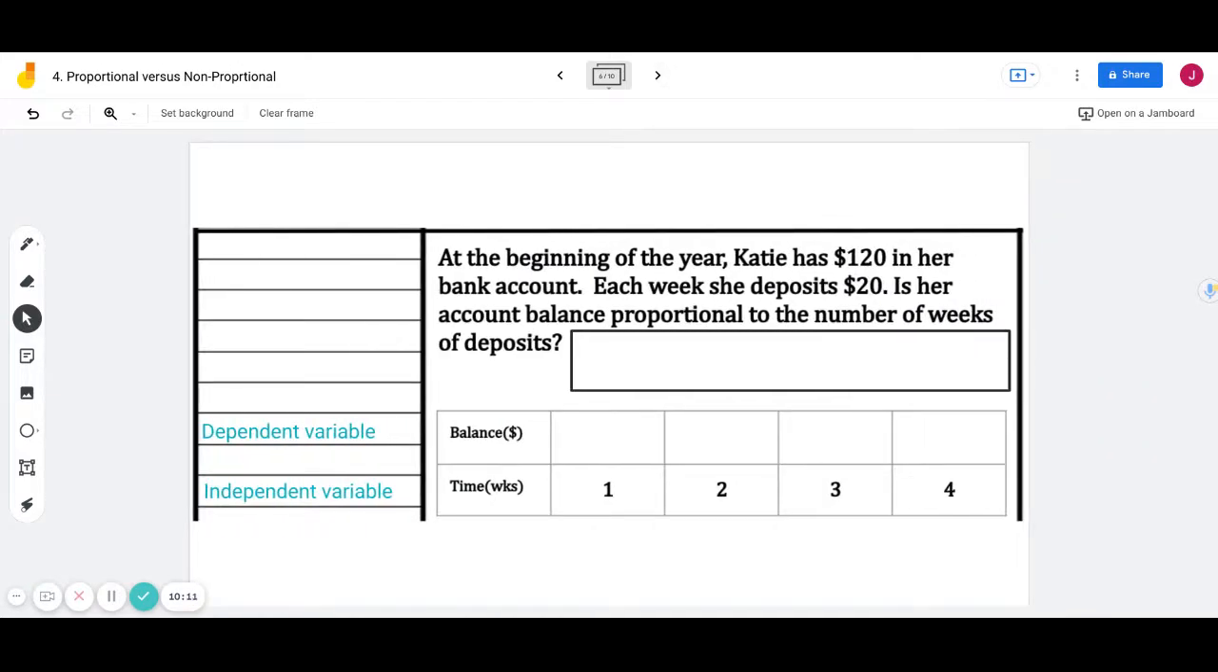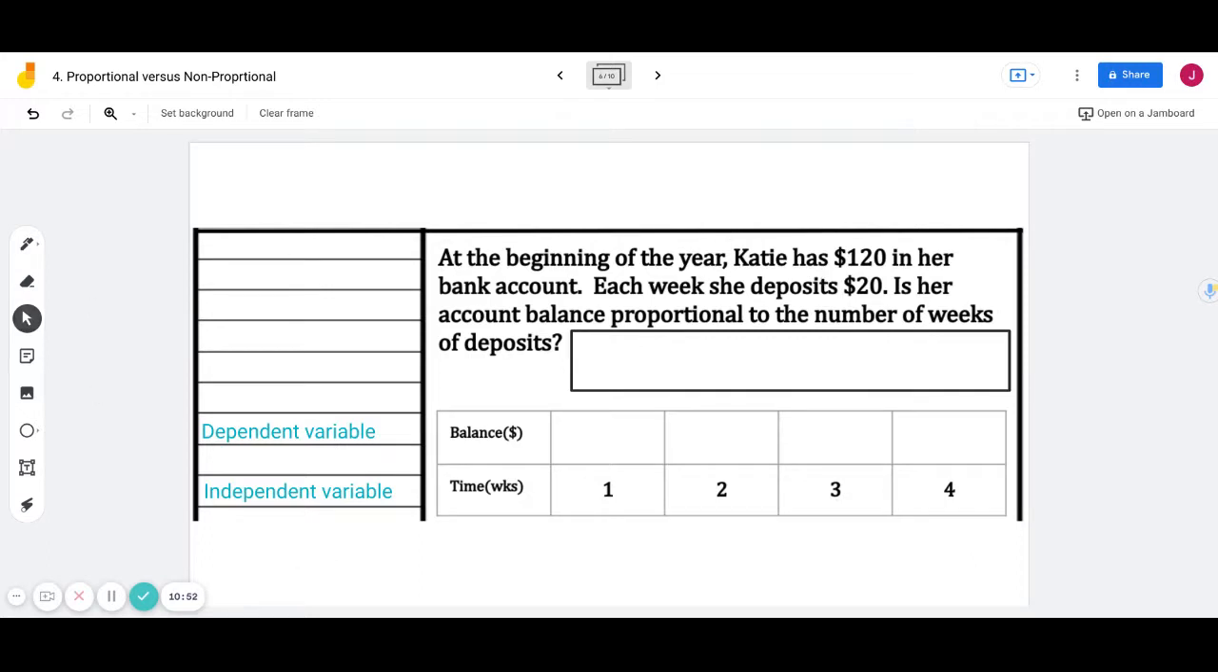All right, last one. At the beginning of the year, Katie has $120 in her bank account. Each week she deposits 20. Is her account balance proportional to the number of weeks of deposits? All right, so my table this time is comparing balance, account balance, with time, and we're measuring time in weeks. So my balance depends on how many weeks I've been contributing money, right? Balance is your dependent variable. Time in weeks is your independent variable.